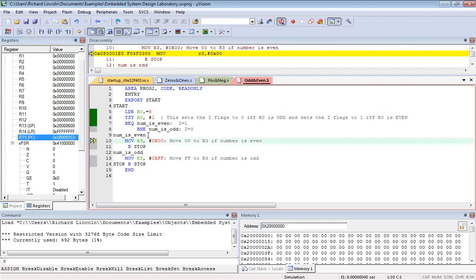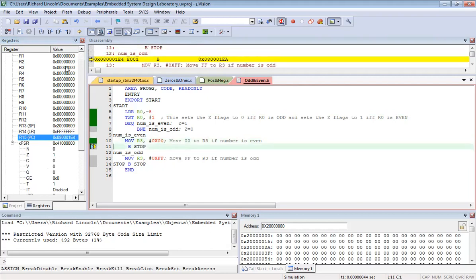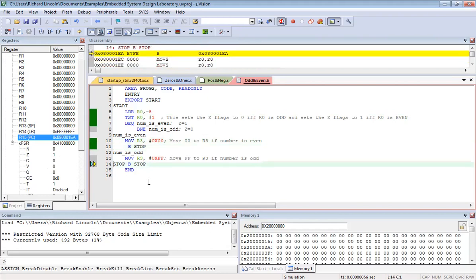So it comes to num is even. So 00 will be moved to R3. R3 was anyway 0. Then it branches to stop. Understood, students? Any doubts here? Please ask.